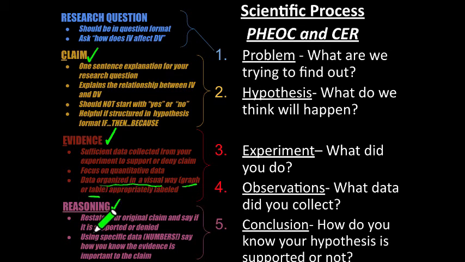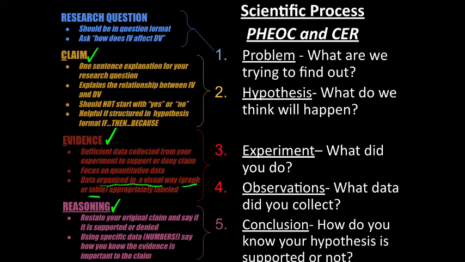Then we have a reasoning section. The reasoning section is really the conclusion. So how do you know your hypothesis is supported or not? Use specific data. I'm telling you right now, you've got to have data in here. You've got to talk about your numbers and how they helped you form a conclusion of yes, this is supported, or no, it is not. It's not quite as easy as just listing all the numbers from your table in your conclusion. You have to use them to answer the question, and you really have to reason through that step by step by step.